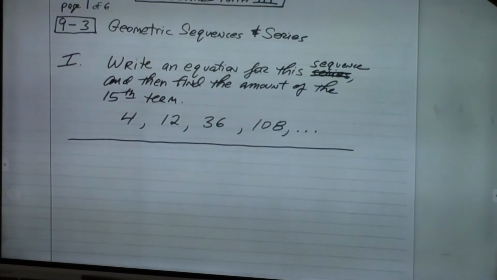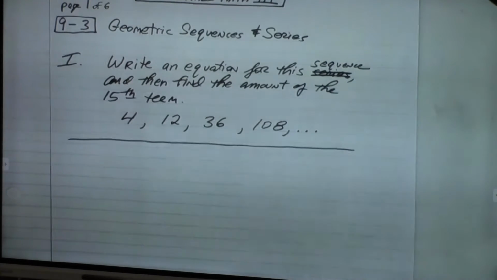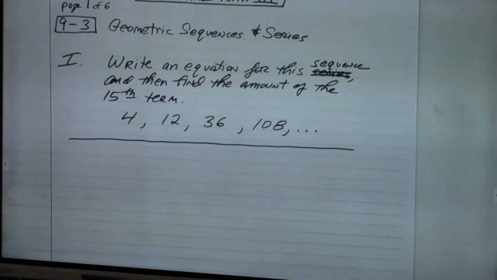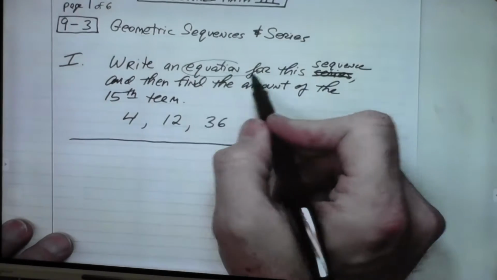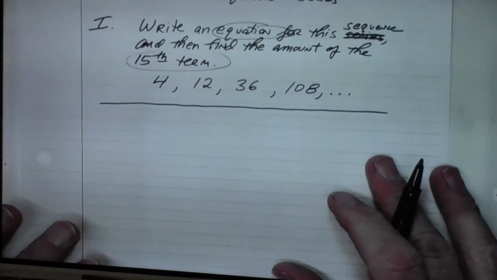Okay, so you looked at arithmetic sequences and series last month, and some of you have already done this section, so you're fine with it right now. Well, what we're going to do is a couple of things I will emphasize and focus on that I want you to do. So, first thing here, we're going to write an equation for this sequence and then find the amount of the 15th term.